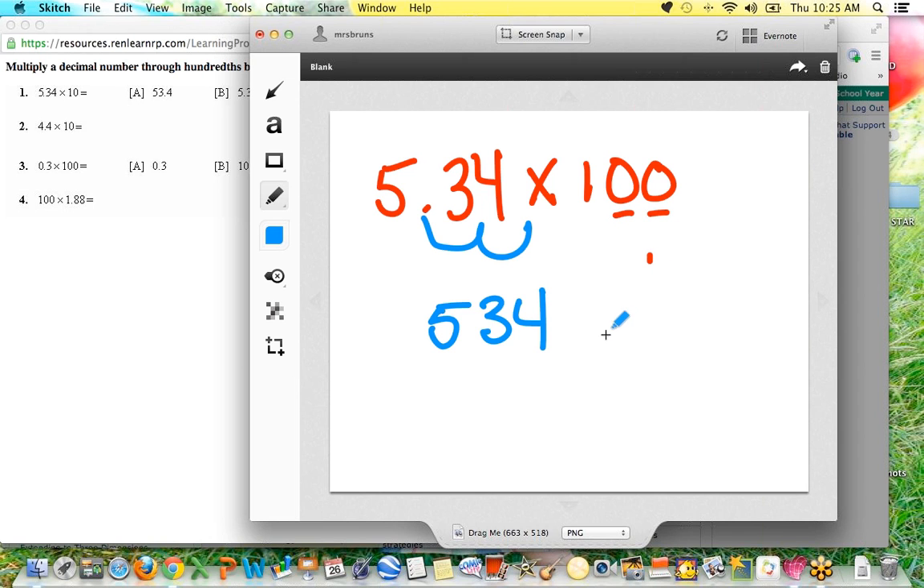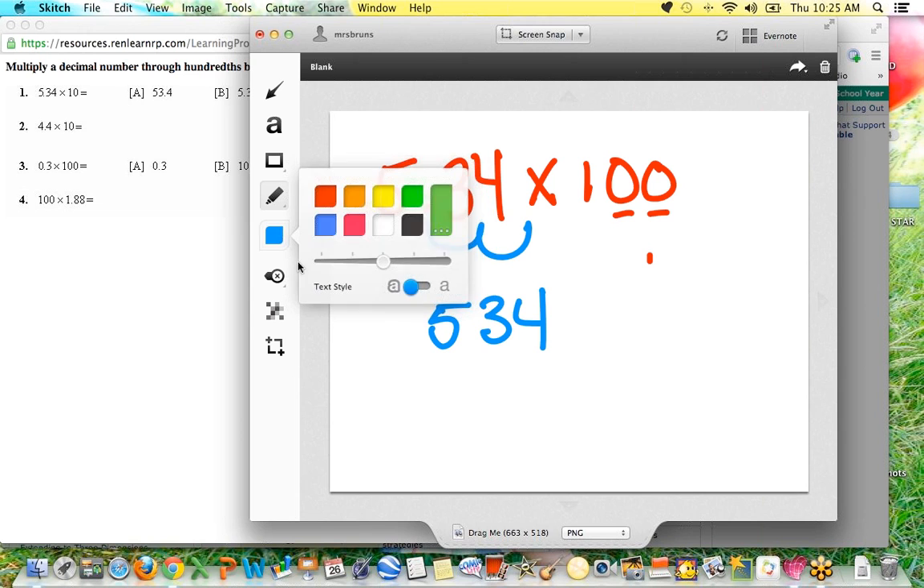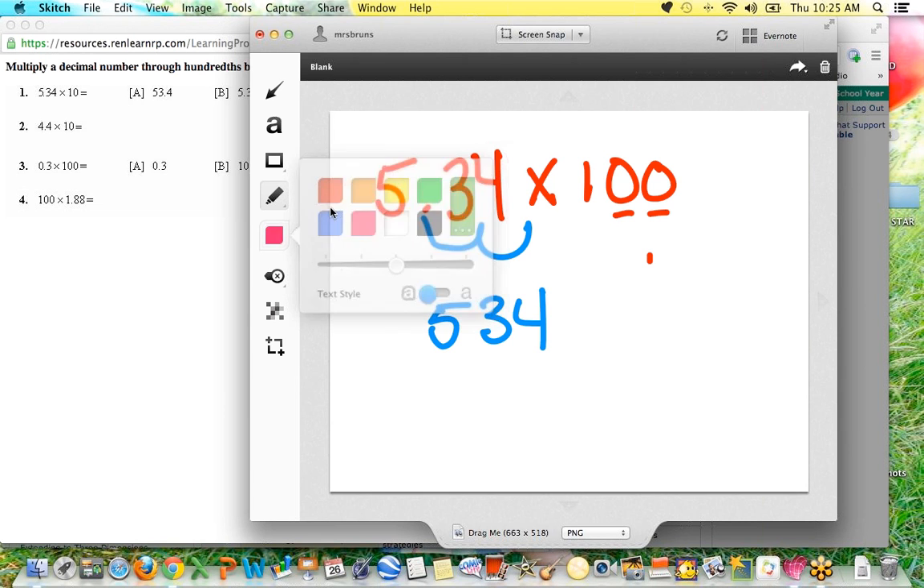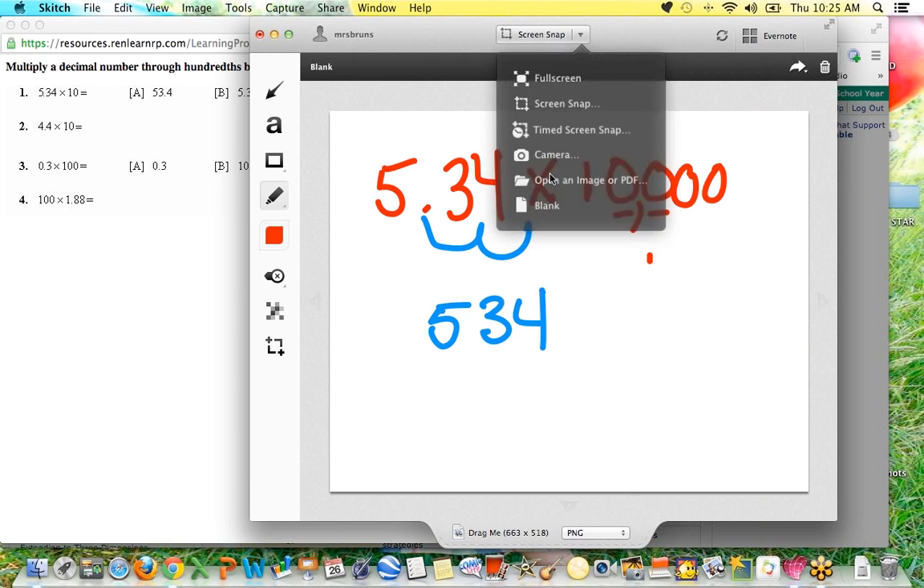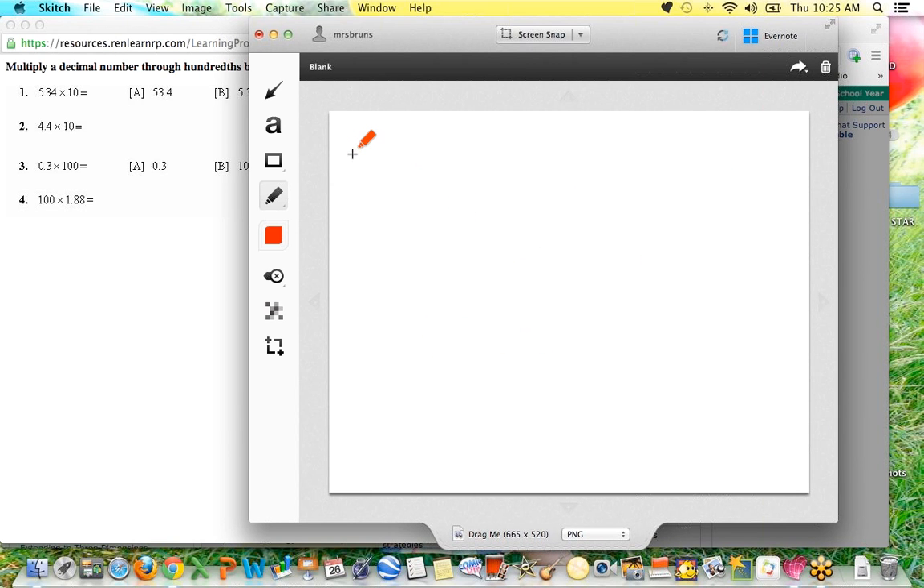This will work even if I'm working with really huge numbers like times 10,000. It's still going to work. And let me show you how. You're like, but I don't know where the decimal is going to go. Well, let me show you.